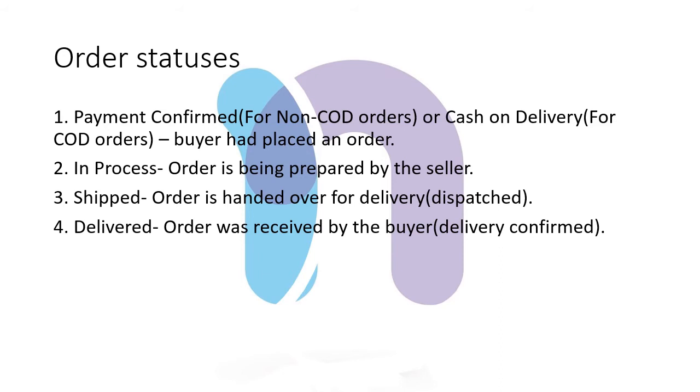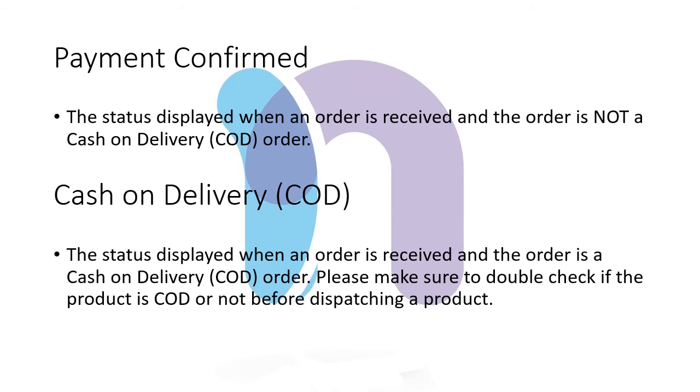When the order is handed over for delivery, the order status is shipped. When the seller believes that the order was received by the buyer, the order status is delivered. Now let's discuss each of these order statuses. Payment confirmed. This means that you have received an order and the order is not a cash on delivery order. Cash on delivery. This means that you have received an order and the order is a cash on delivery order.